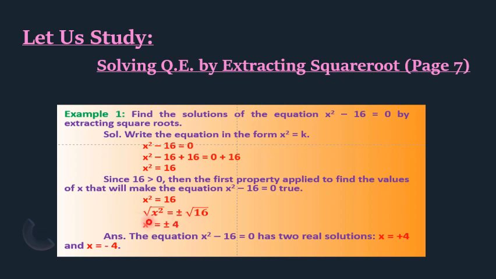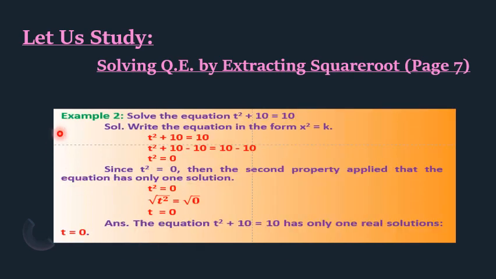So, when we square root x squared, we have x. Then, the square root of 16 is 4. So, we have positive, negative 4. So, we have two answers, positive 4 and negative 4. That is why, when k is greater than 0, we have two answers.